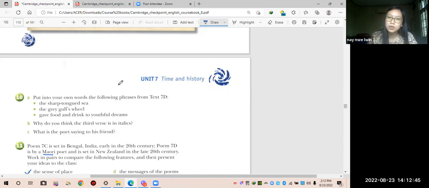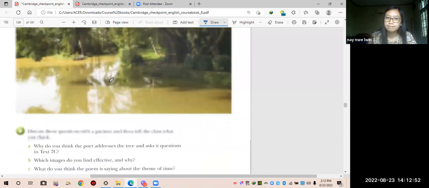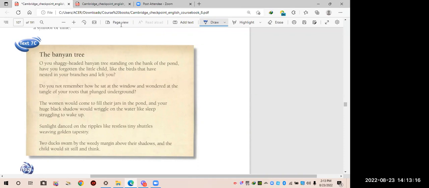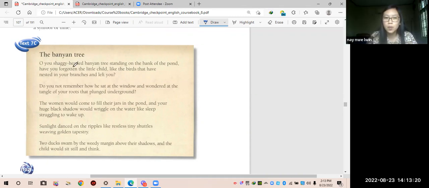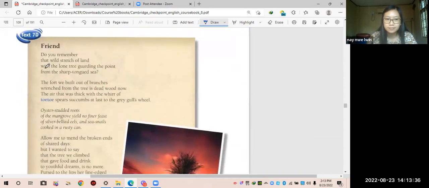Yeah. So what will be the conditions to support your view that the sense of place is the same? One of the poems starts with the introduction of the setting of the place. Right? So where is that? The bank of the pond, is it that? Yes. So in the first poem, it starts with expressing the tree, right? Standing on the bank of the pond. So that is the place that is set for the first poem, the banyan tree, right? For the second poem, what is that? With a lone tree guarding the pine from the sharp tan sea.